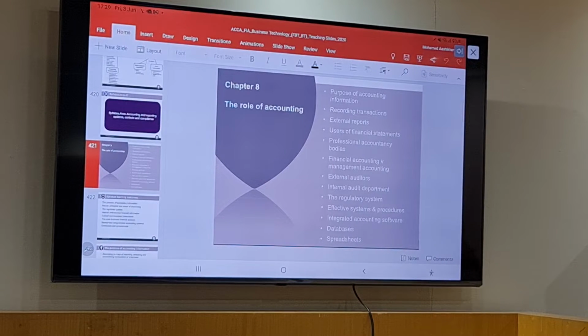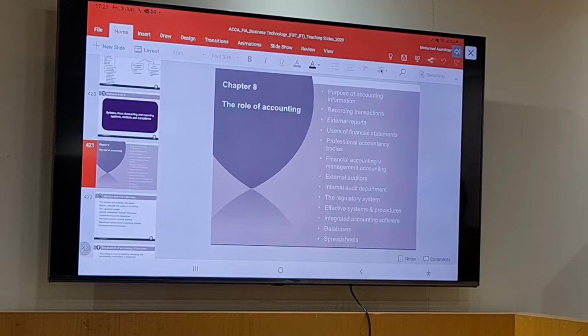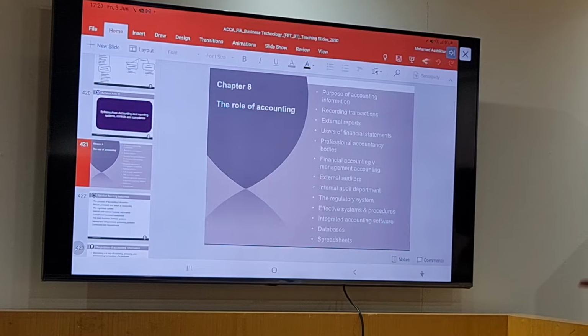We talk about the role of accounting. In this, we talk about purpose of accounting information, recording transactions, external reports, use of financial statements, professional accountancy bodies, financial accounting versus management accounting, external auditors, internal departments, regulatory system, effect of systems and procedures, integrated accounting software, database and spreadsheets.